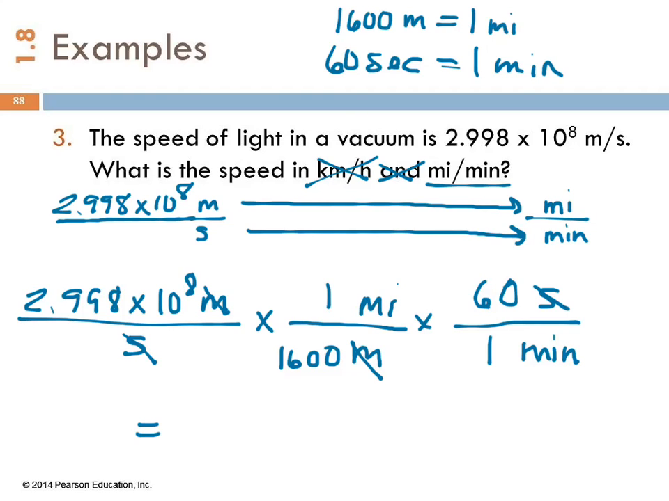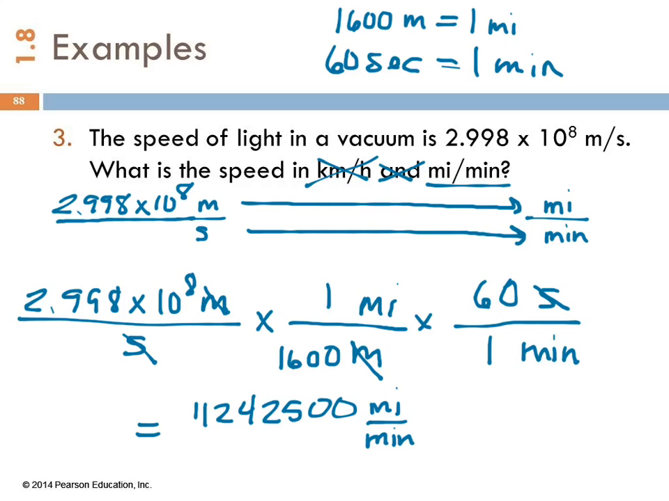So on the calculator, 2.998 EE8. Do not type in times 10. You'll mess everything up. So 2.998 times 10 to the 8th is 2.998 EE8 divided by 1,600 times 60 equals. Big number. 11242500 miles per minute. That's pretty fast. It's a lot faster than 70 miles an hour, that's for sure.